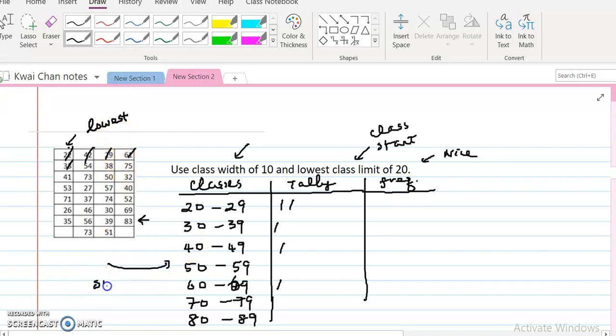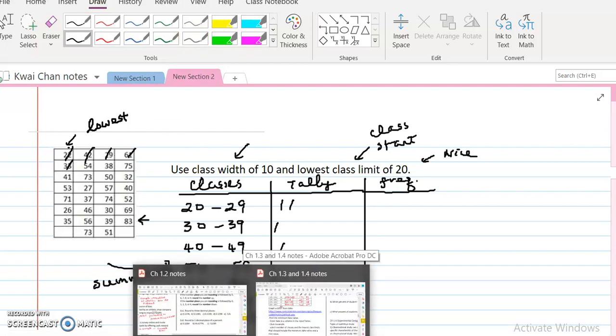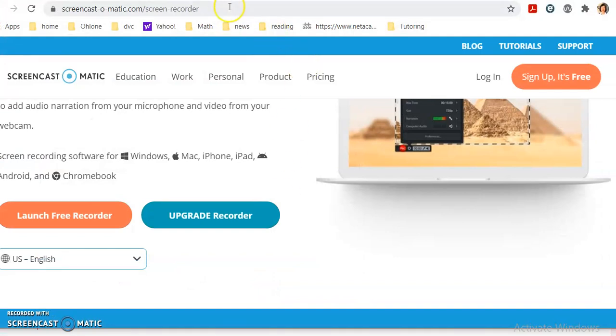Okay, summarized. You no longer see all this data, but you see that in this range I have this many, and in this range I have this many. Of course, doing it by hand is kind of difficult. It is possible if it is a small data set, but if it is a large data set, it may make sense to do it with technology. And there's a calculator out there that you can use.